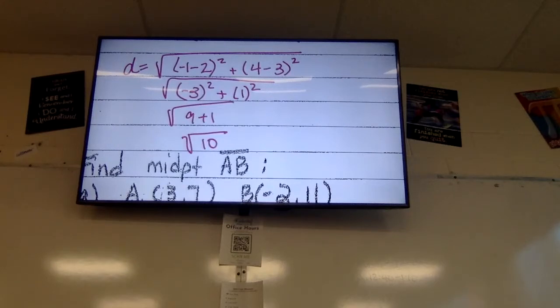Now, if I wanted to, I could look and see if I could simplify it. Radical 10, 10 just simplifies to 2 and 5. There's no double factor, so we are actually as simple as we can be. So this is your best answer, radical 10. That's my distance.